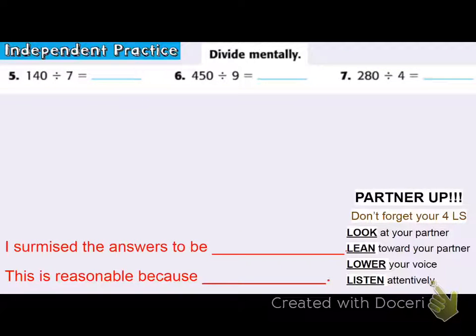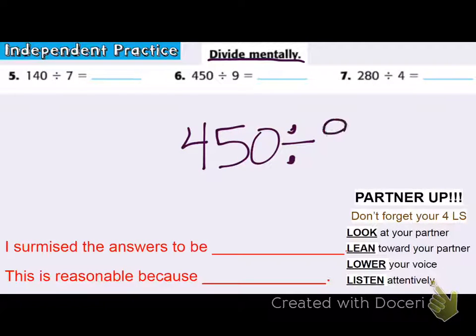All right, we're still in independent practice. We're going to divide in our mind, divide mentally, right? We're trying to build that fluency. And I'm going to go ahead and try number 6. If I look at problem 6, 450, the dividend getting put into 9 groups, the divisor, I can start with the basic facts. Step 1.